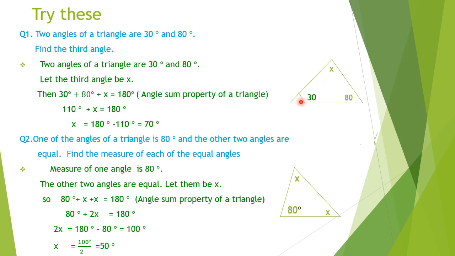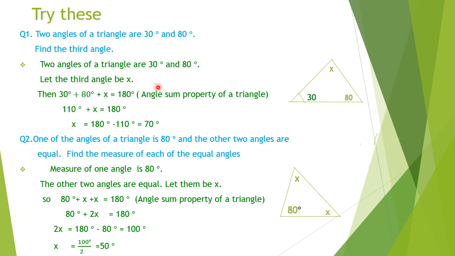So we are drawing one triangle here and we mark the given measurements 30 degree and 80 degree. And then unknown angle we are writing as x. That is the third angle. One angle, first angle is 30 degree. Second angle we are writing as 80 degree. And third angle we are writing as x degree. Okay, so the steps are: the two angles of a triangle are 30 degree and 80 degree. Let the third angle be x.